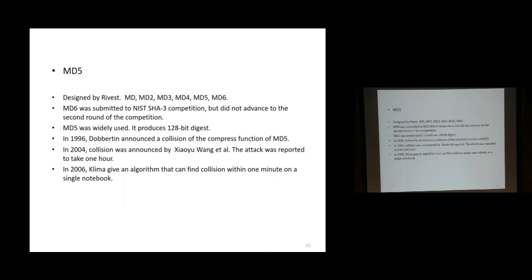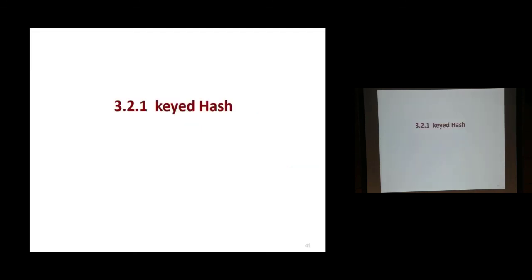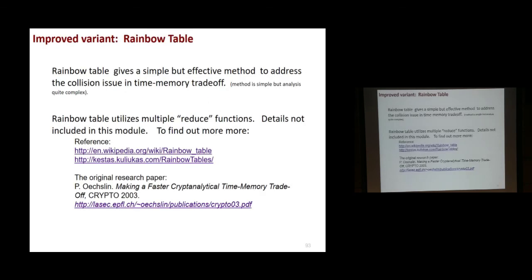There is another hash called MD5, by Rivest. MD5 cannot be used. This one is broken. Okay, fine. Next week we will do keyed hash and signature, and also talk about the rainbow table.